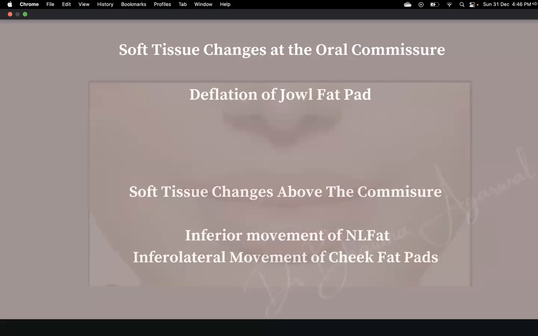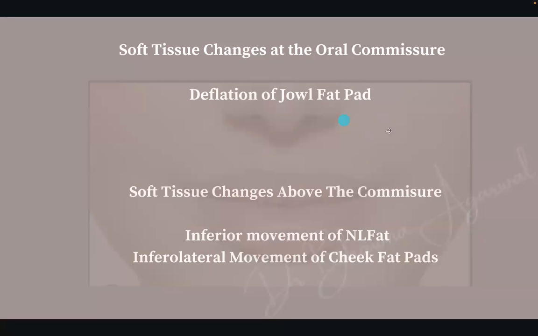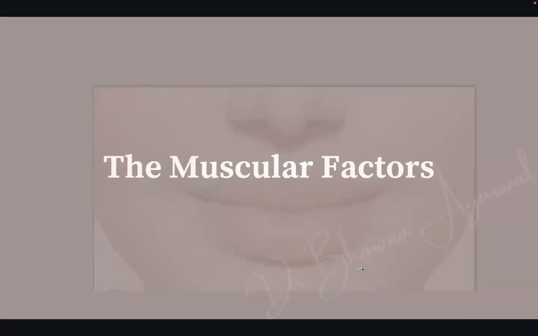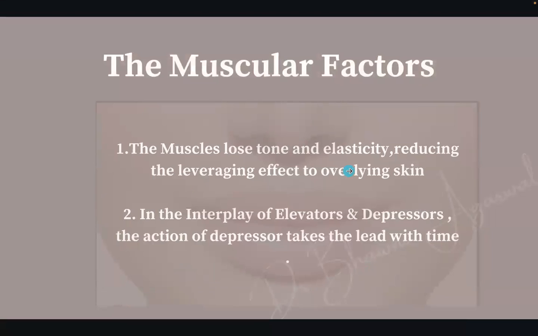So now there are soft tissue changes happening at the level of the oral commissure. We can divide changes into those above the oral commissure, at the level of the oral commissure, and below the level of the oral commissure. We have seen the changes above the level. Changes at the level of the oral commissure: deflation of the jowl fat pad, soft tissue changes above the commissure, inferior movement of nasolabial fat, infralateral movement of cheek fat pads. Muscular factors: the muscles lose tone and elasticity, reducing their leveraging effect on the overlying skin, and the elevators become less active and the depressor becomes more active with time.